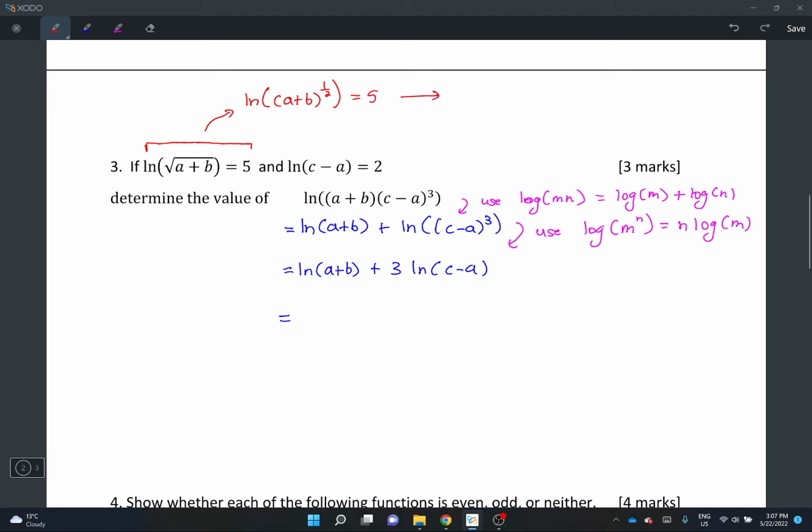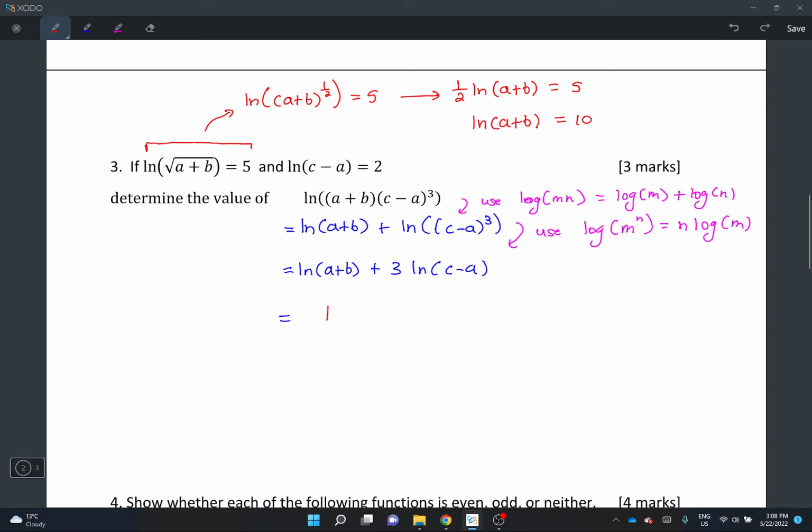Next step, we use that log property to bring the power down, the one that we just previously used, the last one in purple there. So we have 1/2 times the ln of a plus b is equal to 5. Then multiply both sides by 2. So the ln of a plus b is equal to 10.